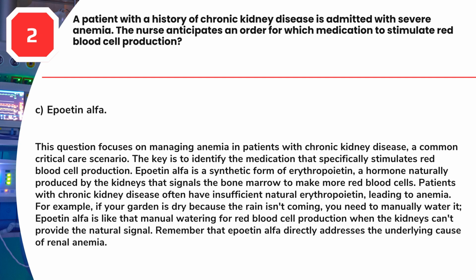scenario. The key is to identify the medication that specifically stimulates red blood cell production. Epoetin alpha is a synthetic form of erythropoietin, a hormone naturally produced by the kidneys that signals the bone marrow to make more red blood cells. Patients with chronic kidney disease often have insufficient natural erythropoietin, leading to anemia. For example, if your garden is dry because the rain isn't coming, you need to manually water it. Epoetin alpha is like that manual watering for red blood cell production when the kidneys can't provide the natural signal. Remember that epoetin alpha directly addresses the underlying cause of renal anemia.